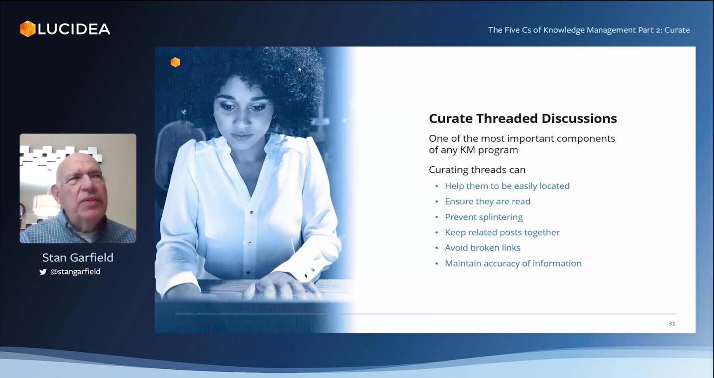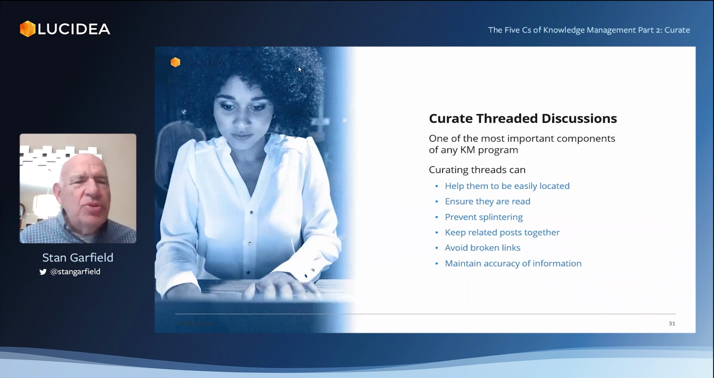It can help ensure that the discussion gets read, because when someone receives a notification that there's a new post or a new thread, if it's not clear what that thread's about, the person may ignore it. But if you get it properly curated with the right title and the right tagging and so forth, it's more likely that people will go and read it, because now they know, oh, that's about something of interest to me, whereas the original title might not have suggested that. It can prevent splintering, where threads get broken up into different places and they're not connected and you don't get all of the answers together in one place.